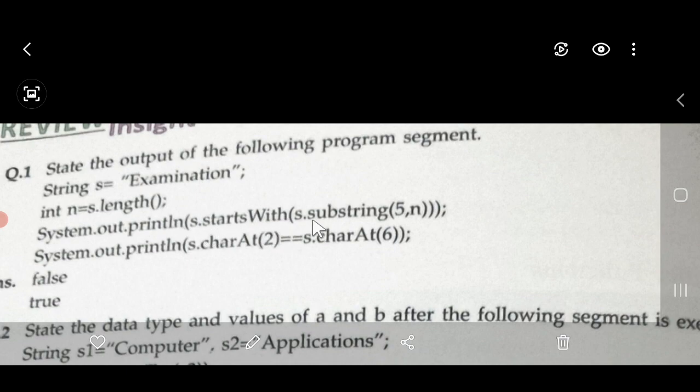After that, s.substring(5, n). So one string is s, its substring 5 comma n. 5 is right now 0 1 2 3 4 5, okay. And then they have given the value of n as 11. So from 5 up to 10 it is going to be there, okay. So "natio", right, because 5 6 7 8 9 and 10, 11 is the size, so it will go up to n, sorry, it will go up to n minus 1.